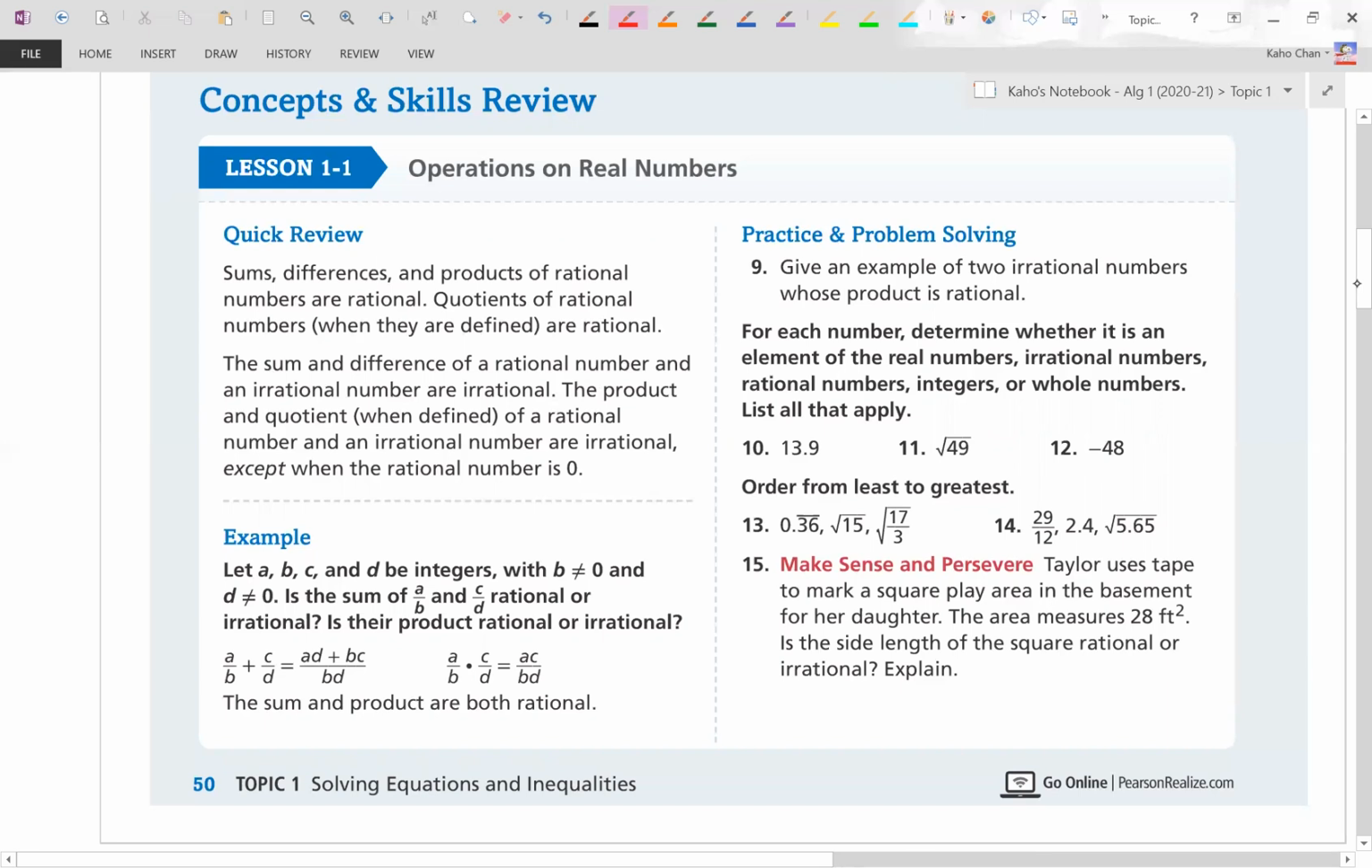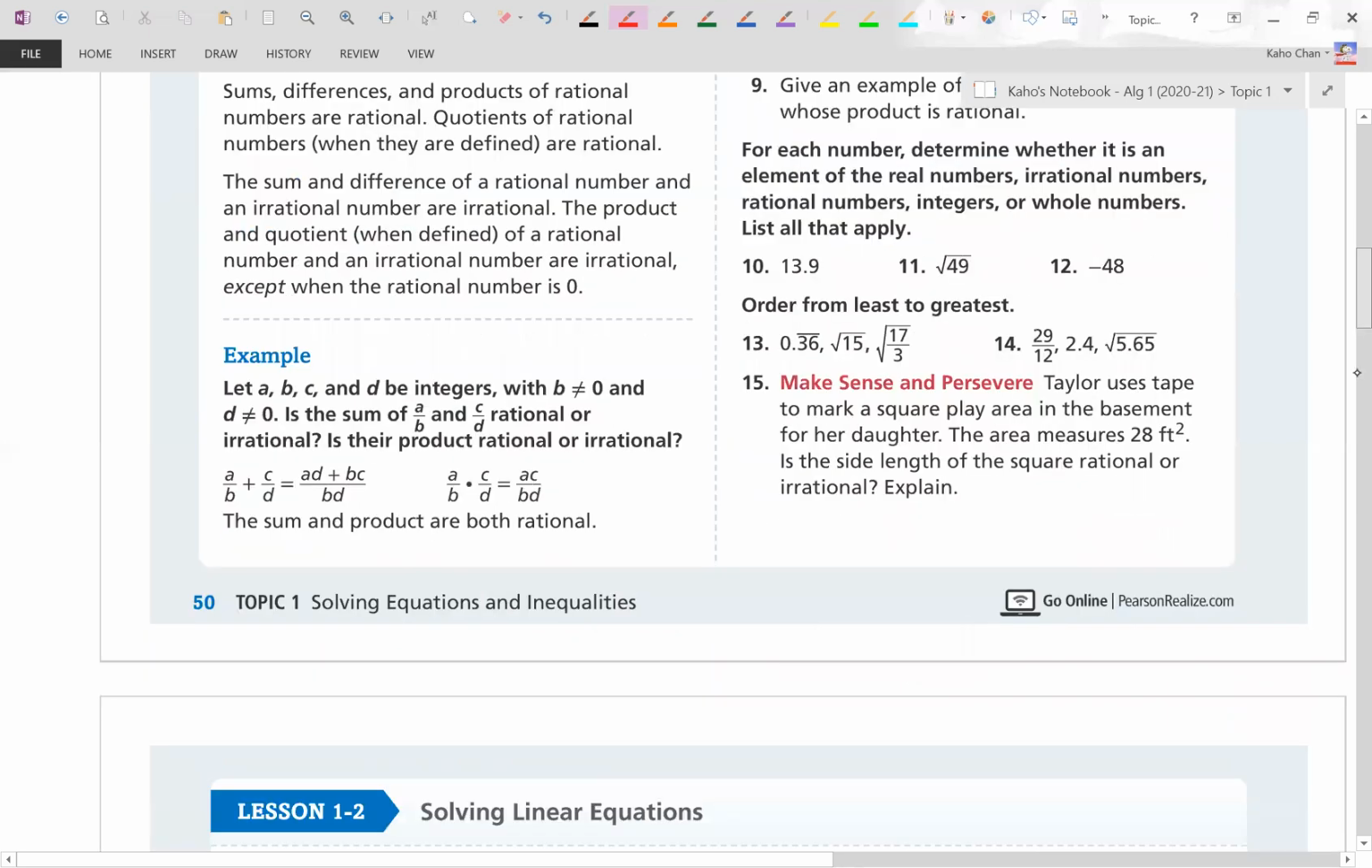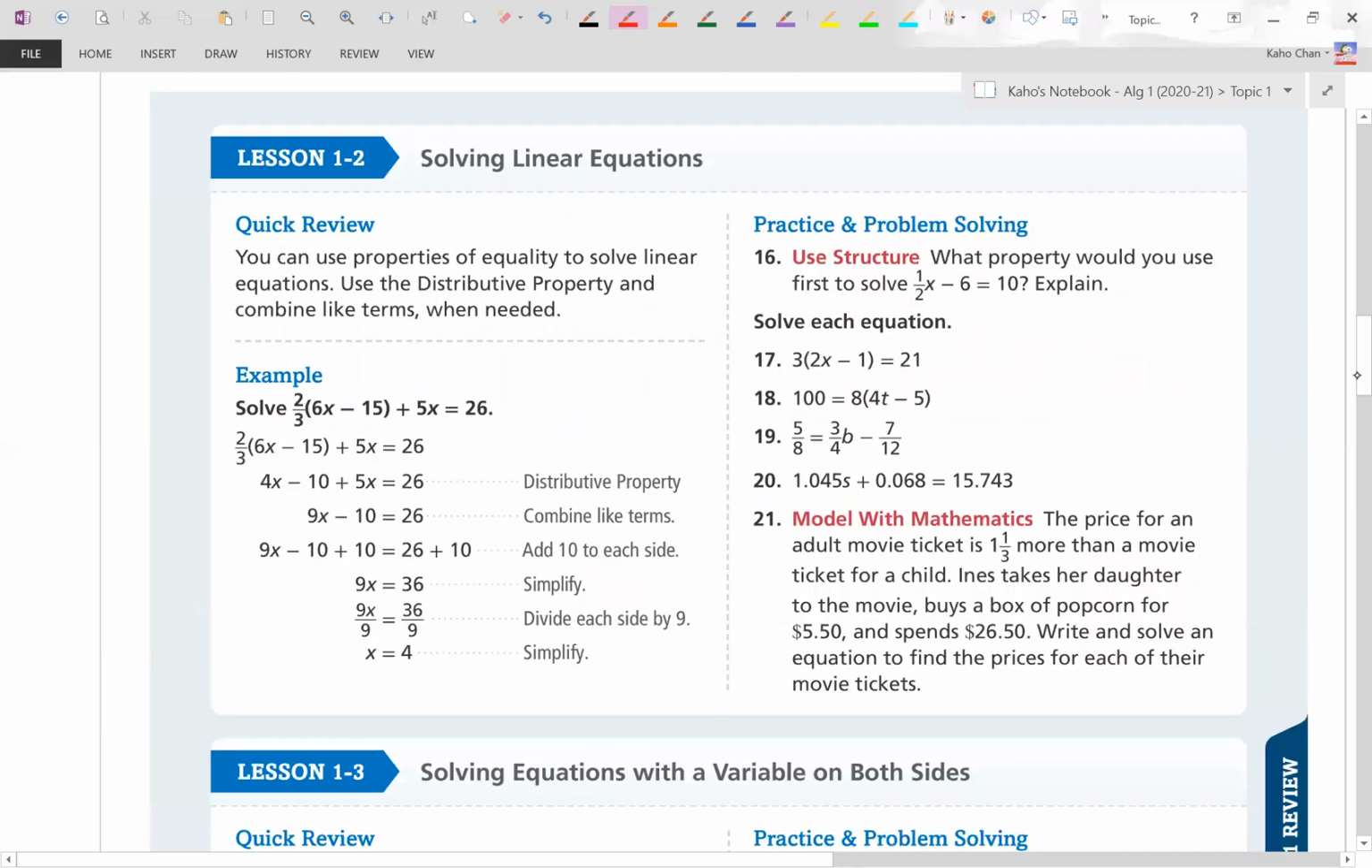Let's move on to page 51. Next page. We have a nice example here on the left involving fractions. It looks like they distributed the 2/3 first, and we got 4x minus 10, and so on. And then they combined like terms right there, 4x and 5x, after they did the distributive property. Then from there, they solved by undoing operations in that example.